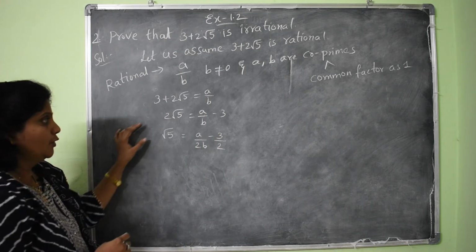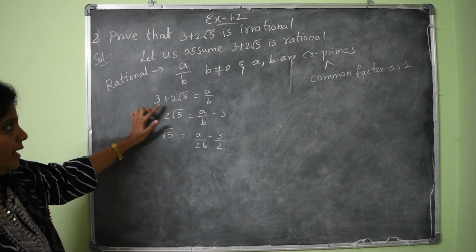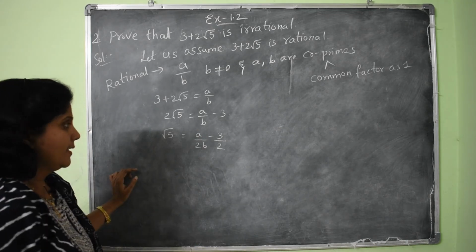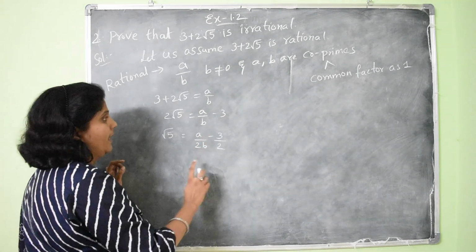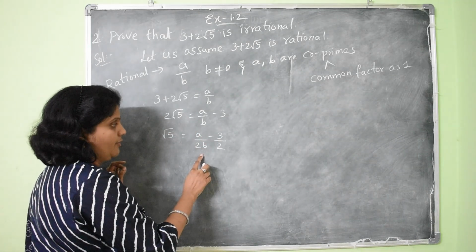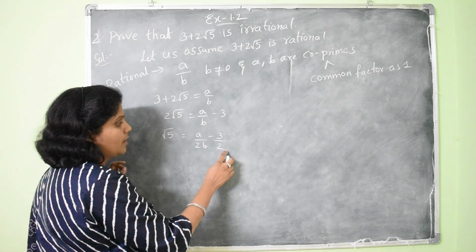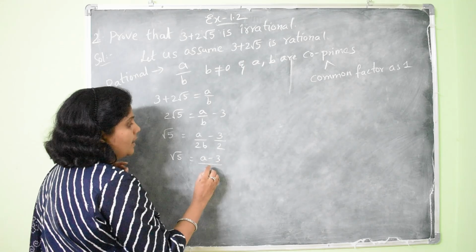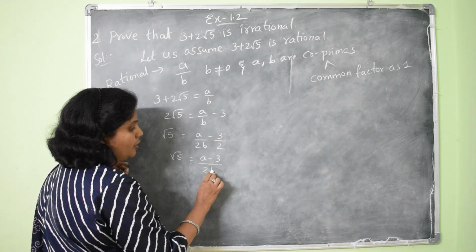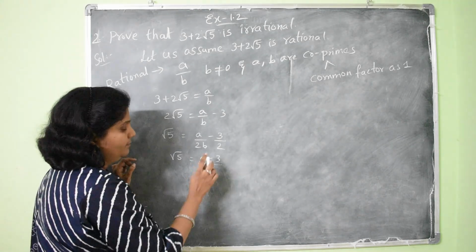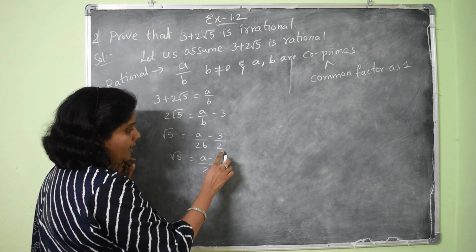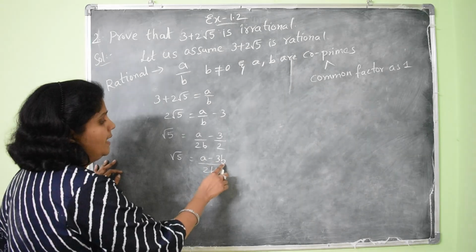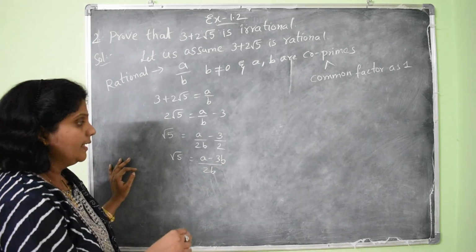When multiplication goes to the other side it will become division. Here the plus sign is there, so plus when it goes to the other side will become minus. Into when it goes to the other side will become division. So root 5 is equal to a by 2b minus 3 by 2. Taking 2b as LCM, root 5 is equal to a minus 3b by 2b. Here a, b, 3 and 2 are all integers only.